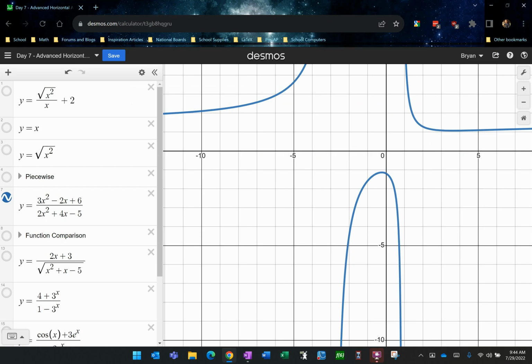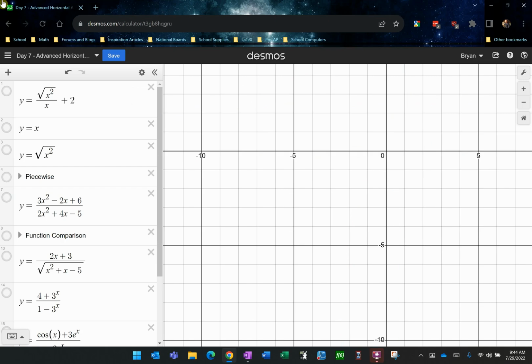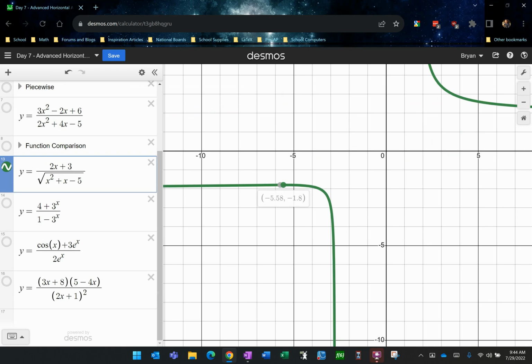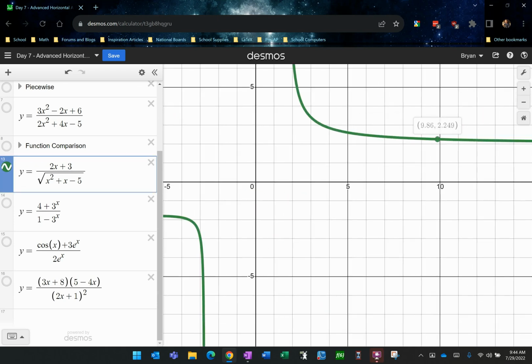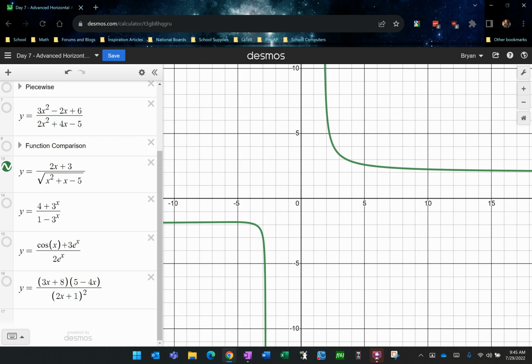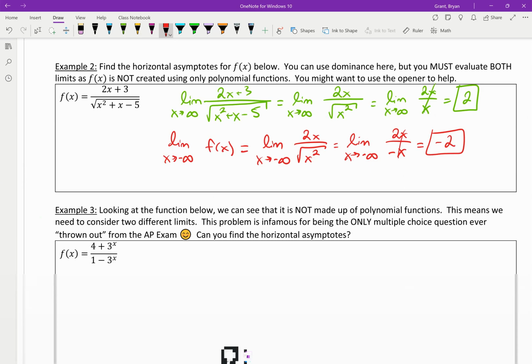Let's double check our graph to make sure I'm not lying to you here. We have this guy looking pretty good. It does look like we're approaching negative 2 on the left and positive 2 on the right. We did it! How exciting!